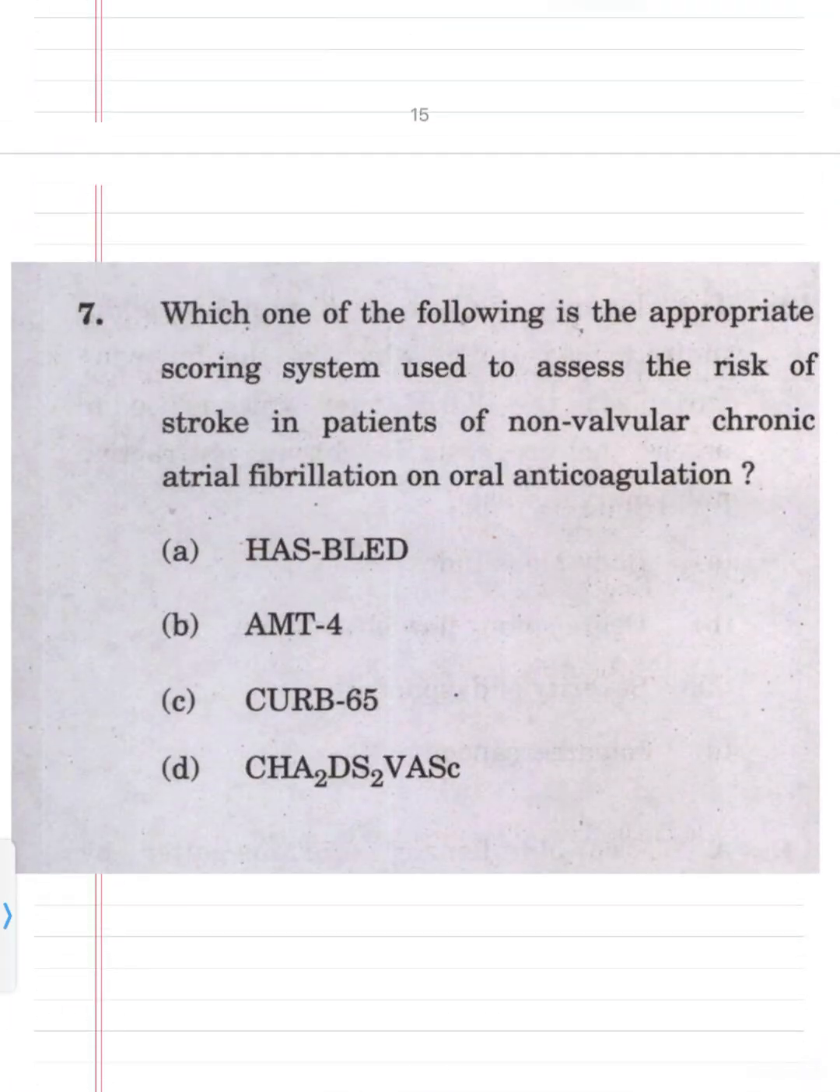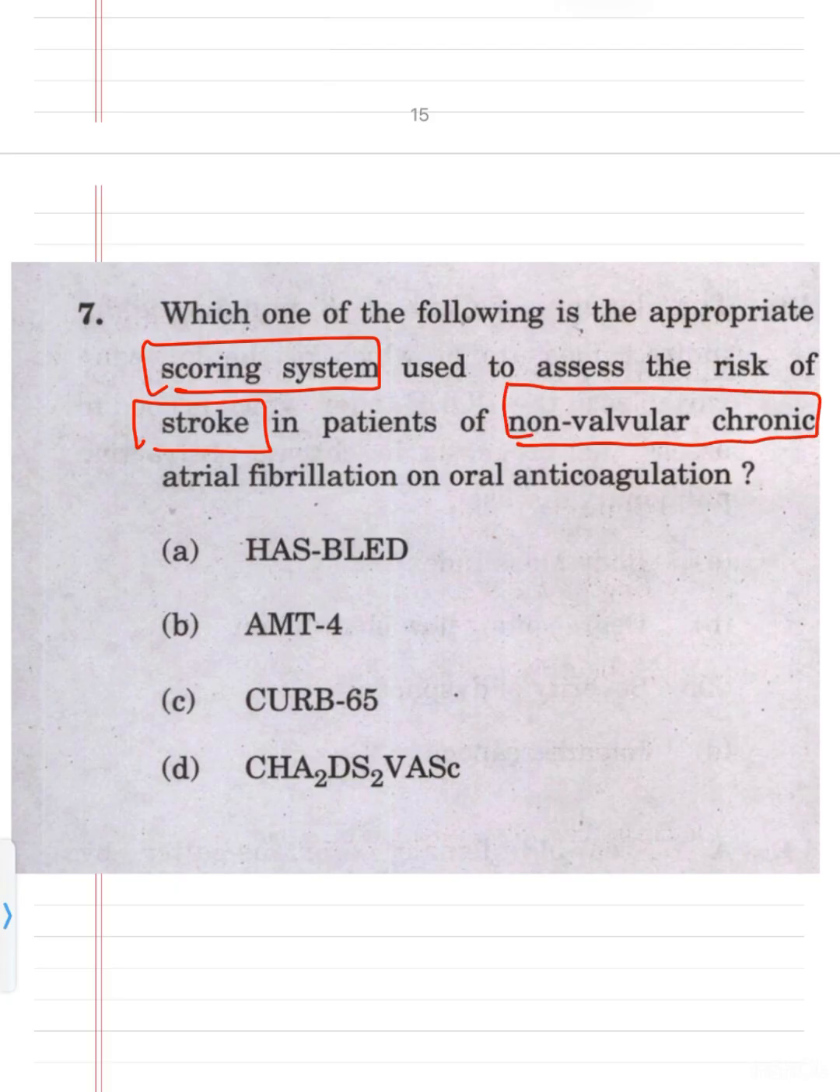Coming to question number 7: which of the following is the appropriate scoring system used to assess the risk of stroke in a patient with non-valvular chronic atrial fibrillation? So there is a patient with chronic AF. You will start the patient on oral anticoagulants because you do not want a thrombus to occur.